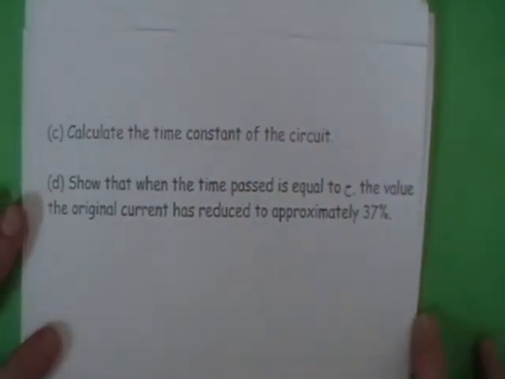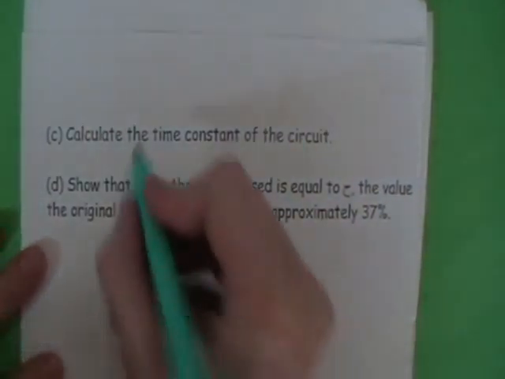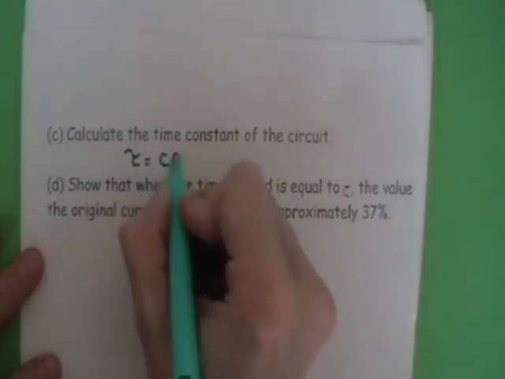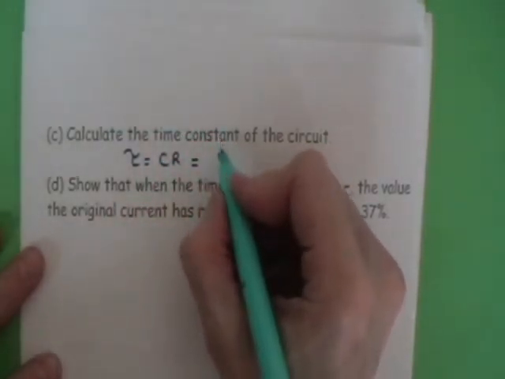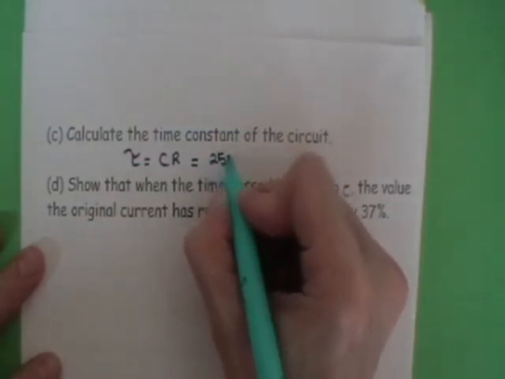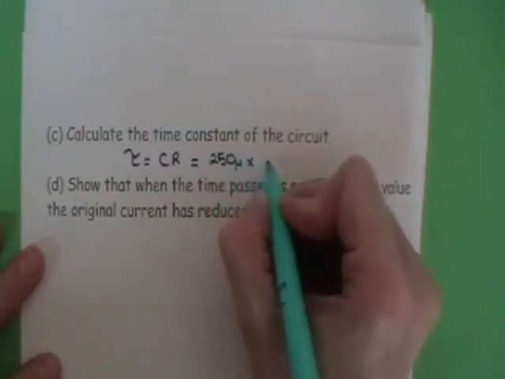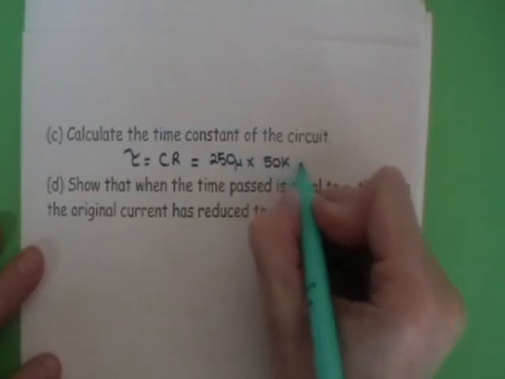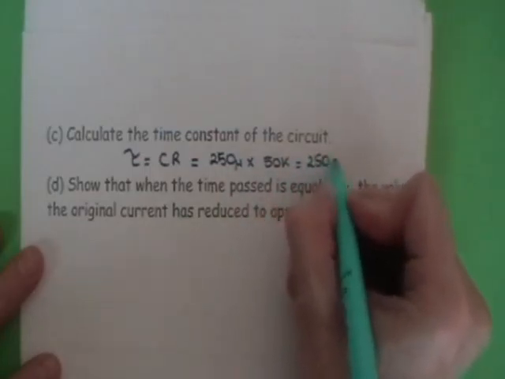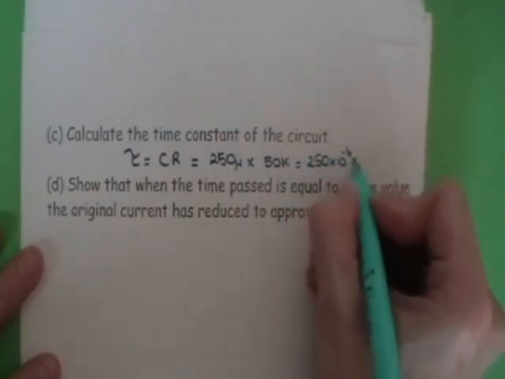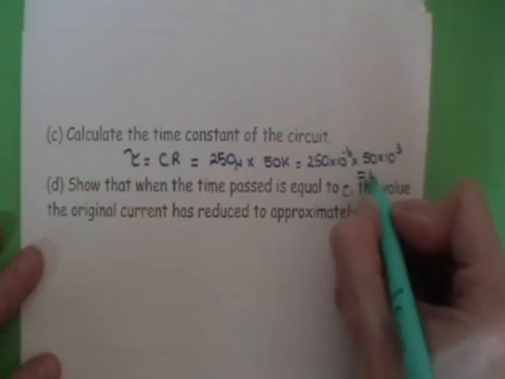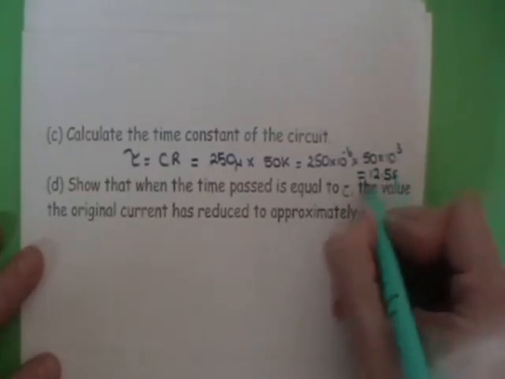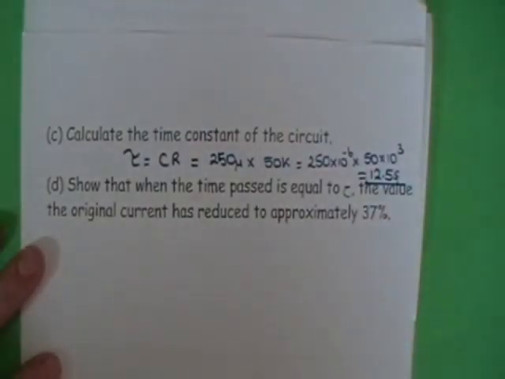Next question, calculate the time constant of the circuit. So we know tau is equal to C multiplied by R, and that's equal to 250, which is your capacitance, micro of course, and it's 50 kilo, so be careful. It's 250 by 10 to the minus 6, multiplied by 50 by 10 to the 3. And that gives you an answer of 12.5 seconds.